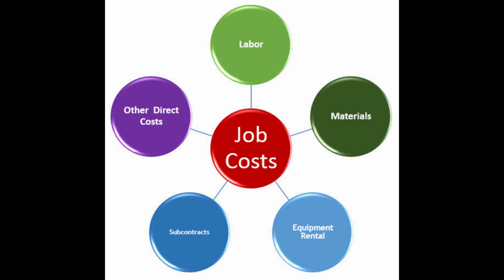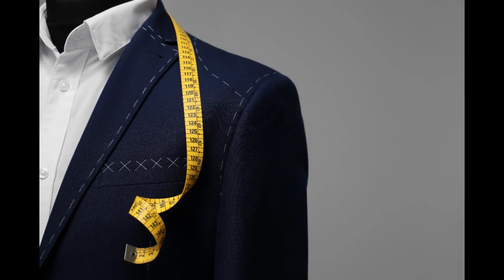For example, if we're looking at custom made outfits, it's very difficult for a tailor to come up with a price because each suit has different specifications for a client. It could be the size of the client, it could be the material and the design that is different.